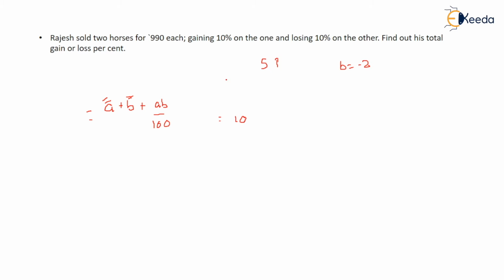So A is 10% gain, so plus 10. B is 10% loss, minus 10, plus A into B. So 10 into minus 10, so this comes out to be what? Minus. The plus and minus cancel out, and this comes out to be minus 1. So how much is he losing? He is losing 1%. Loss 1%. Very simple. Let's move towards the next question.